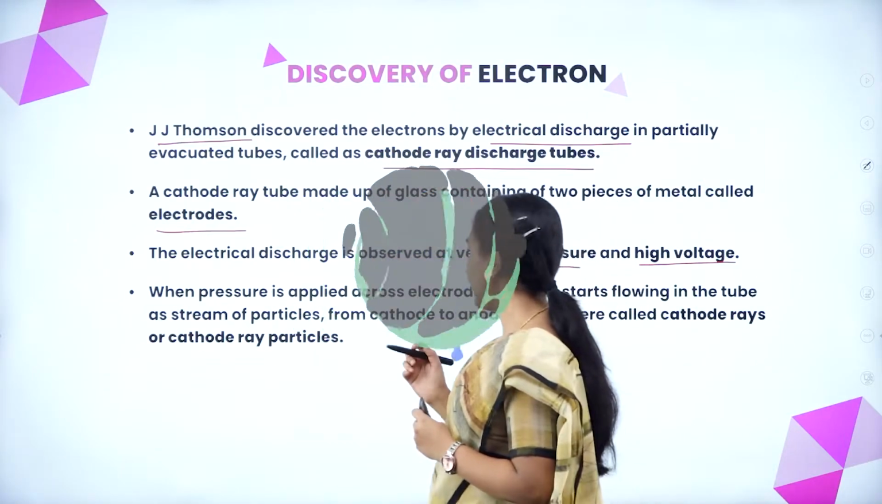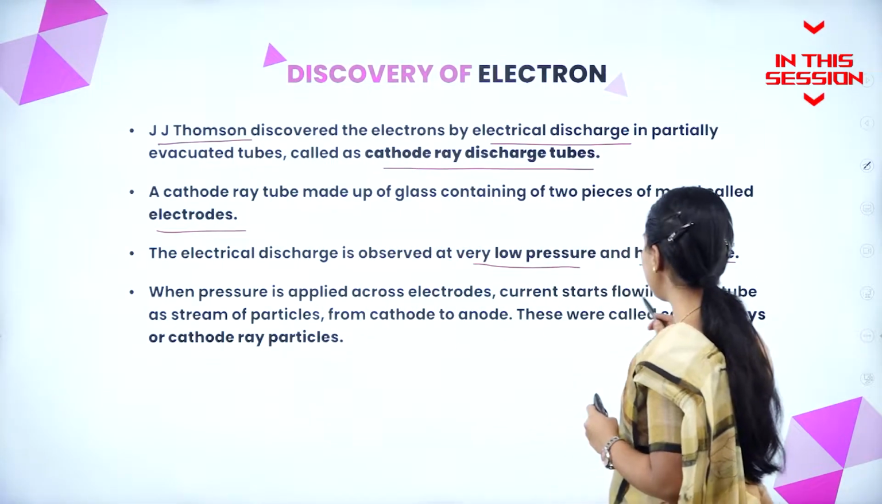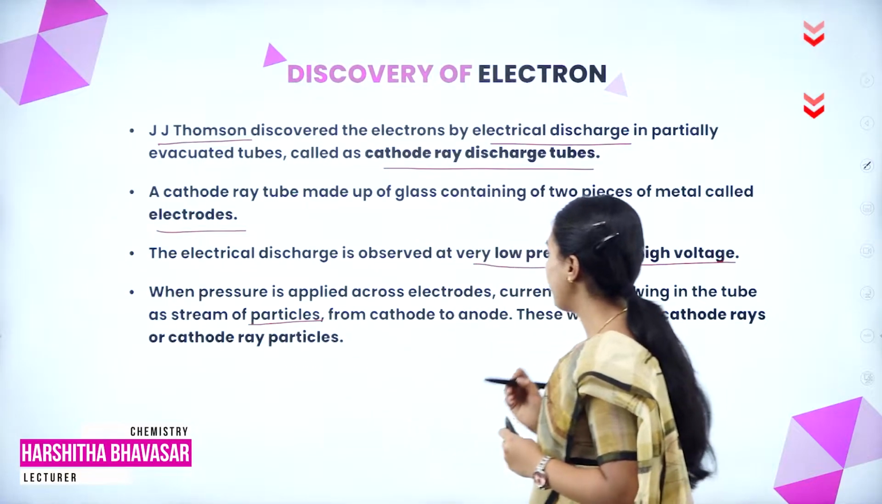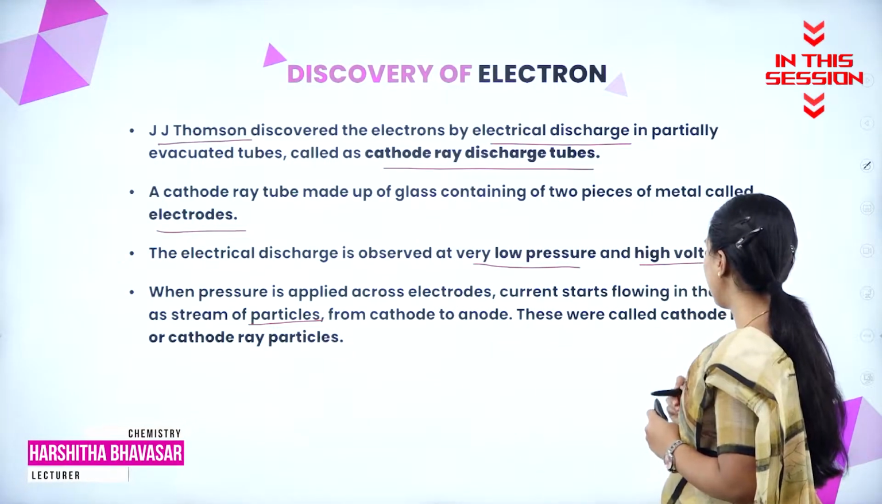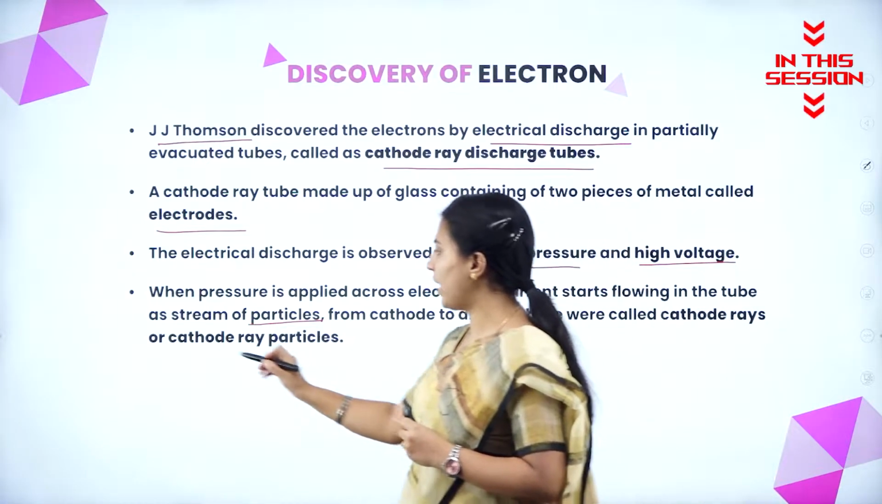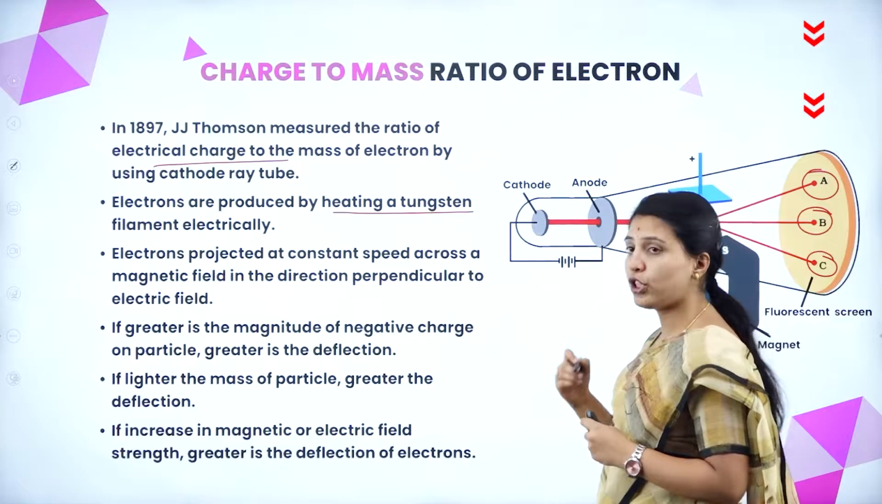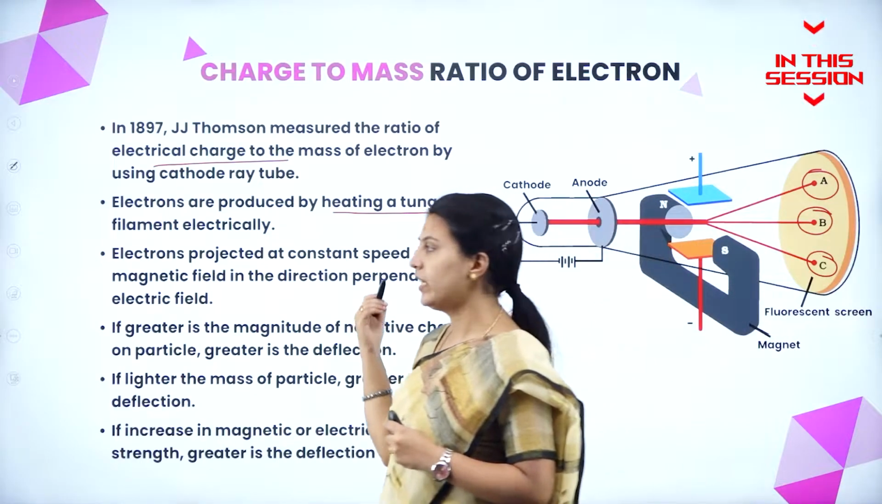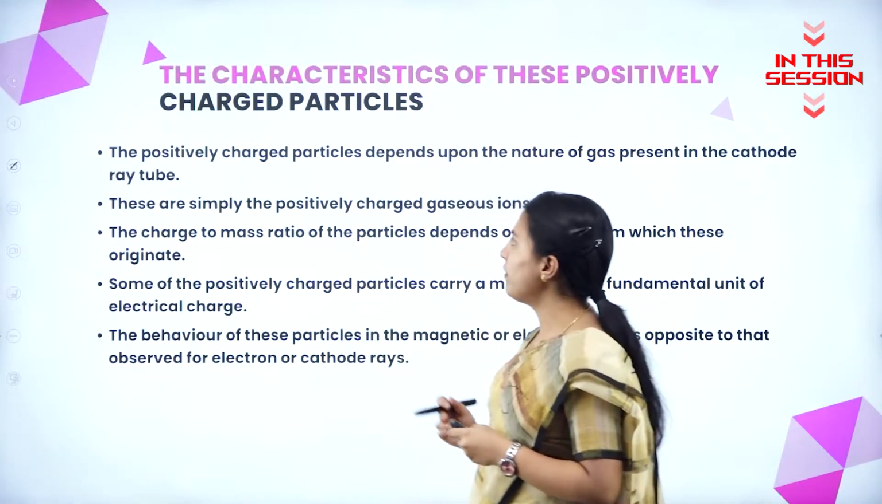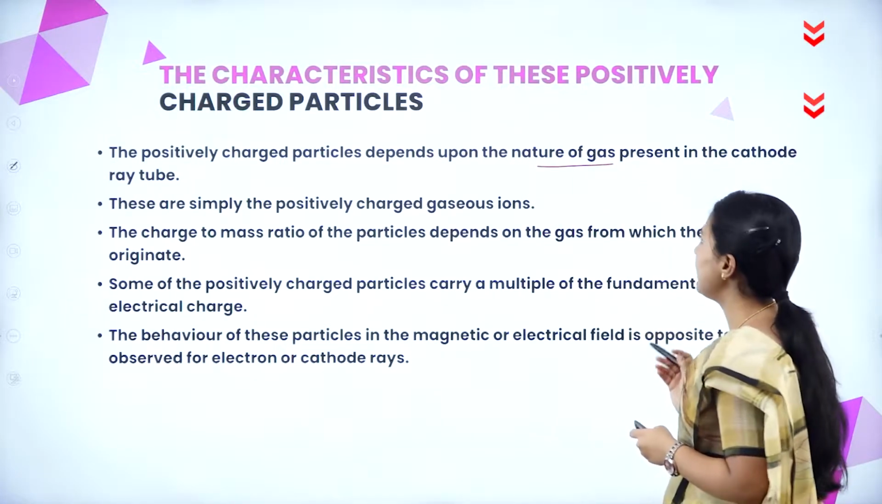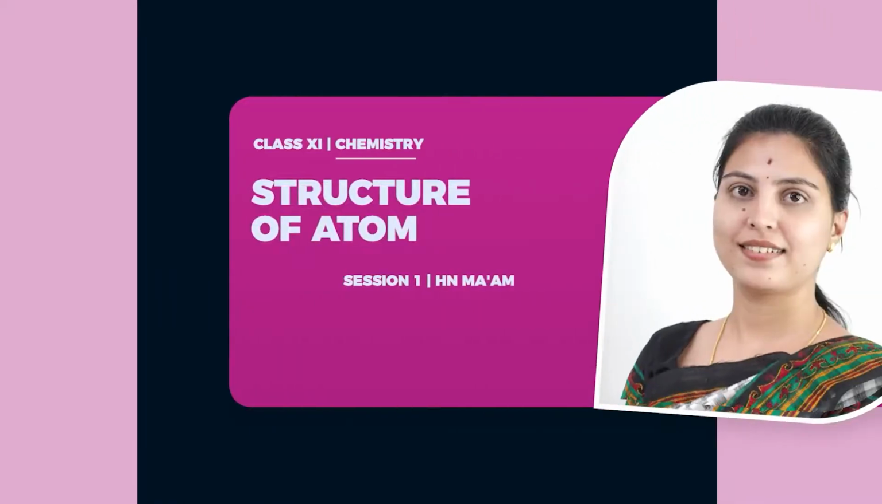When the pressure is applied across the electrodes, current starts flowing in the tube as a stream of particles from cathode to anode. These were called cathode rays or cathode ray particles. Here, the electrons that are propagating were produced by heating a tungsten filament. The positively charged particles depend upon the nature of the gas present in the cathode ray tube.